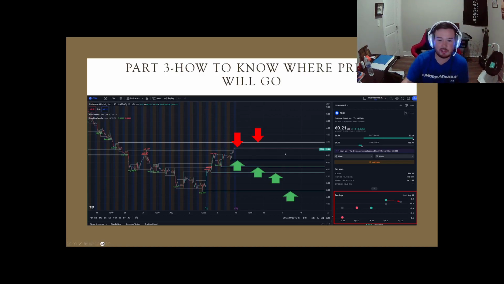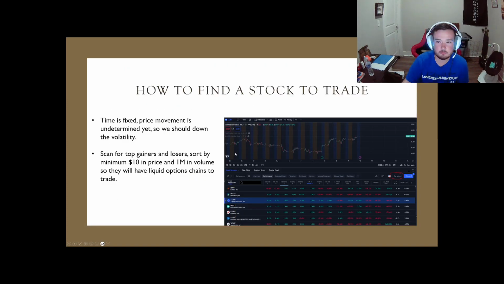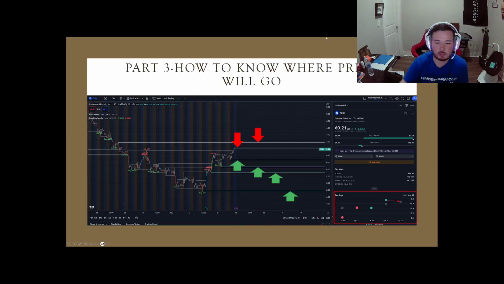How do I know where price action will go on Coinbase? So for Coinbase, it's currently at $59.86, right? That's right here. What do we have right next to the price? A clear resistance line at $60. What do we also have?